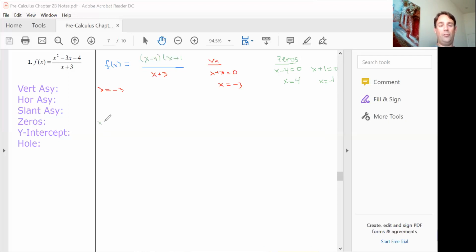Notice how each one of them only has a multiplicity of 1. Notice as well, I had no factors that ended up canceling out. There are no factors in the numerator that cancel out the denominator. No common factors, that means I'm not going to have a hole here, so we're not going to worry about that.